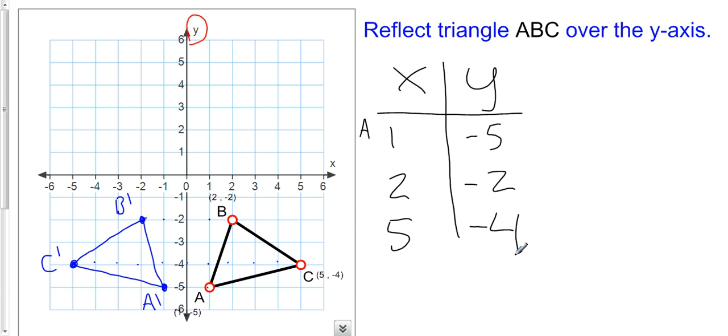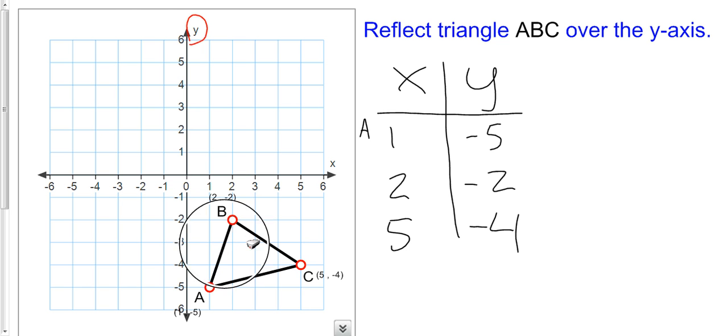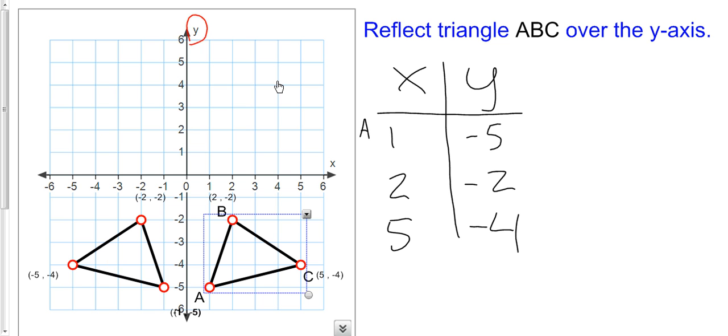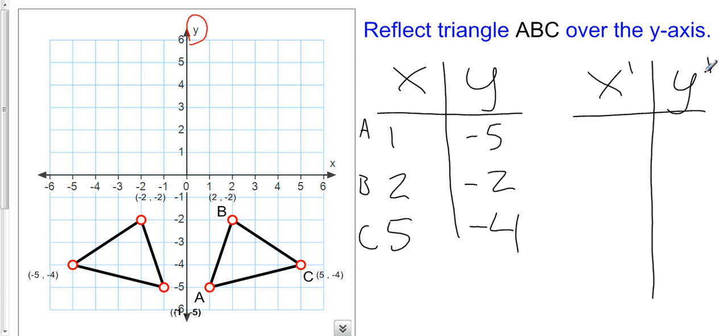So let's see what's happening to my points as I do a reflection. In Smart Notebook I have a handy little tool here. So we're going to reflect this over x equals 0. There we go. So what's happened to my points here? My new image, so this was ABC, we're going to call these x prime, y prime. My new A, which is right here, is the point negative 1, negative 5. My new B is the point negative 2, negative 2. And my point C is the point negative 5, negative 4.